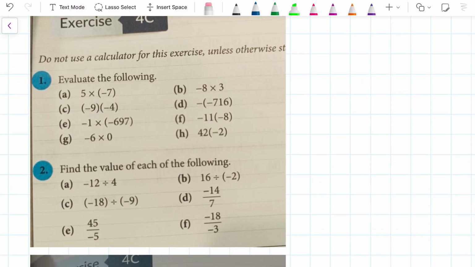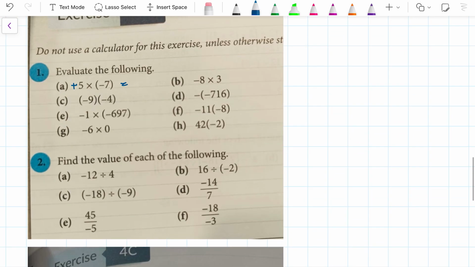Evaluate the following. Pretty much easy. We've discussed these concepts. Plus minus is a minus 35. Minus minus is a plus 36. Minus minus is a plus 697. Minus plus is a minus, but 0 remains a 0 because it's neither positive nor negative. Minus minus is a plus 88.